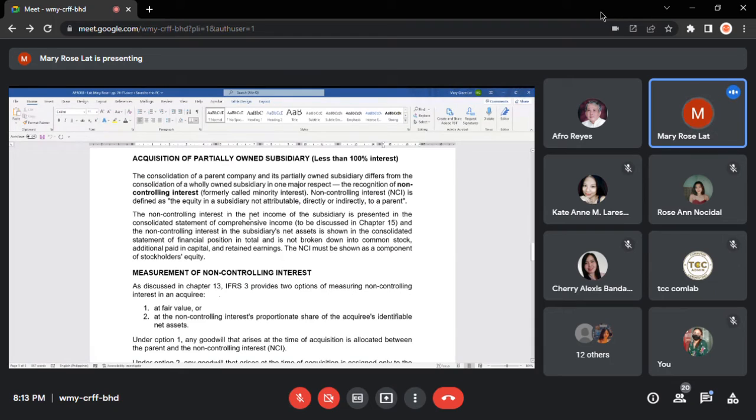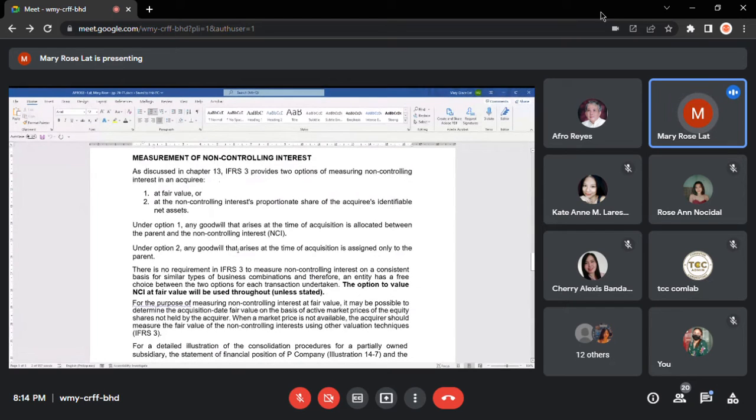Sabi po dito, yung non-controlling interest po ay dating tinatawag na minority interest. Ang non-controlling interest po is considered po siya as the equity in the subsidiary at hindi po siya connected to the parent company. So, ang net income po ng NCI is makikita po sa Consolidated Statement of Comprehensive Income at yung net assets naman po niya is makikita naman sa Statement of Financial Position, at ito po ay tinitreat as the component of stockholders' equity.